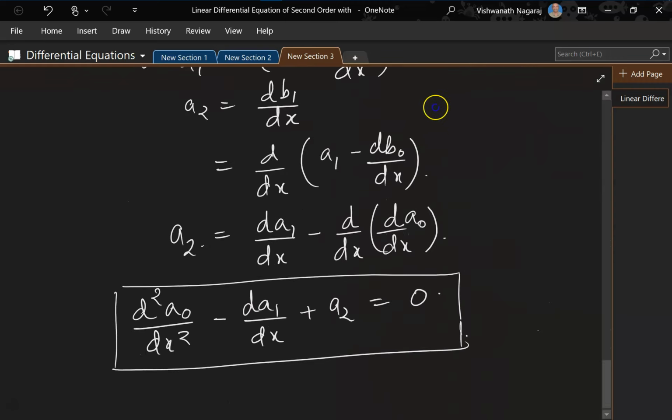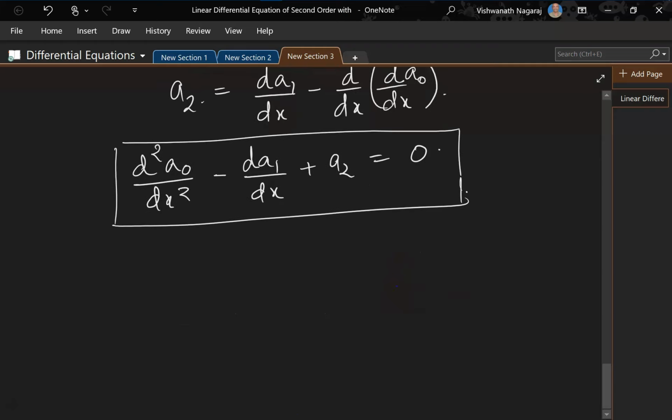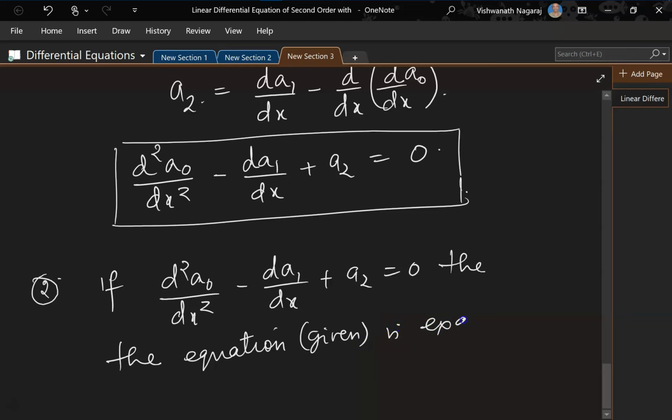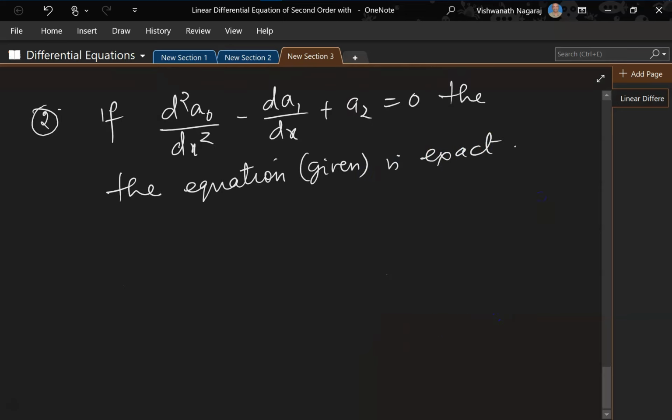That is one direction. Now let's look at it in the reverse direction. The reverse direction is: if d2a0/dx² minus da1/dx plus a2 is equal to 0, then the given equation is exact. Again, what does this mean? How do we go about proving this?